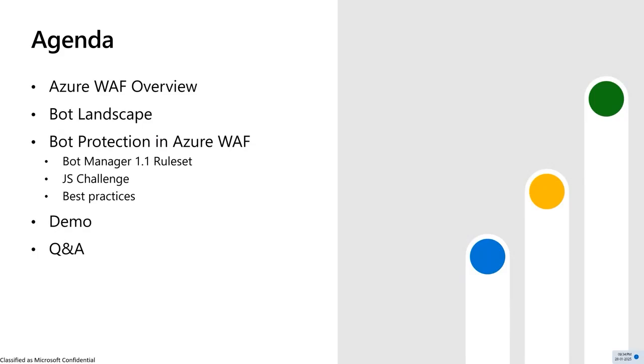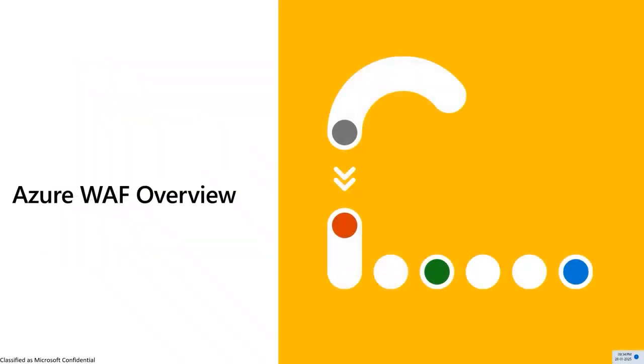So here's the agenda for today's session. We'll start with Azure WAF Overview. We'll talk about the bot landscape, and then we'll delve deeper into the bot protection in Azure WAF, where we'll cover the Bot Manager 1.1 rule set, JS challenge, and also some best practices. And finally, my colleague Saleem will do a demo on some of these features, and we'll also spend some time on the Q&A. So let's get into the topic.